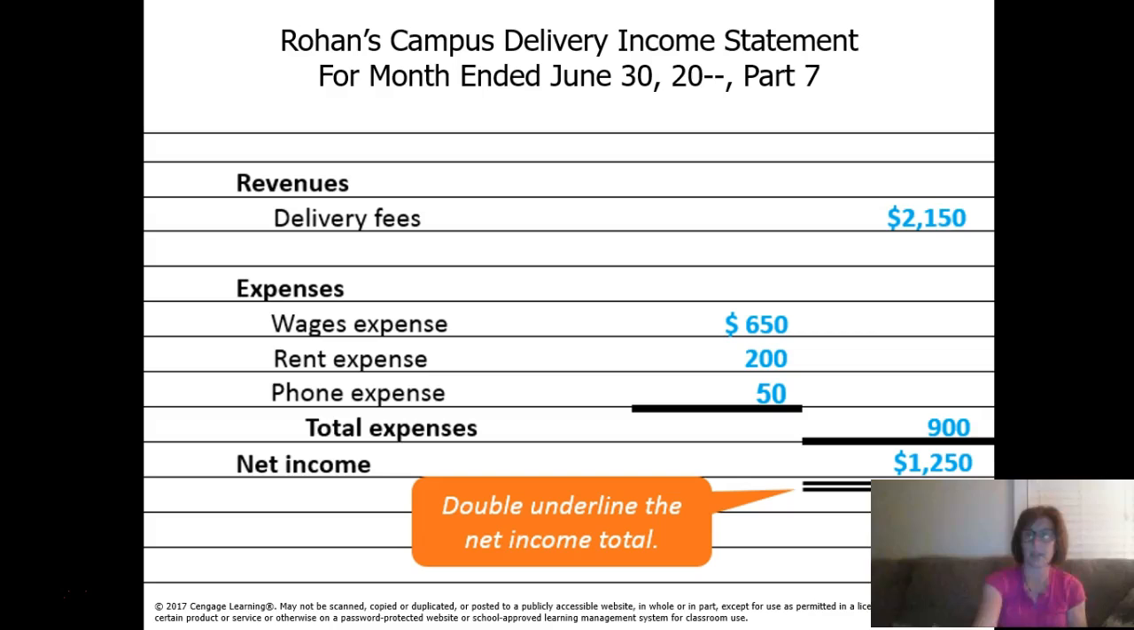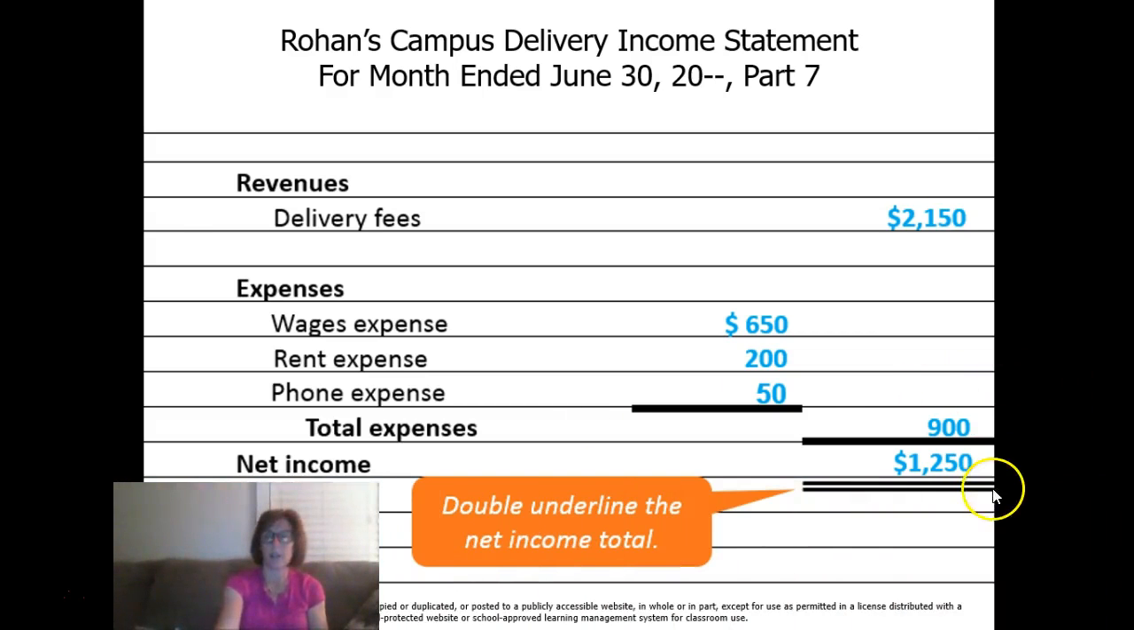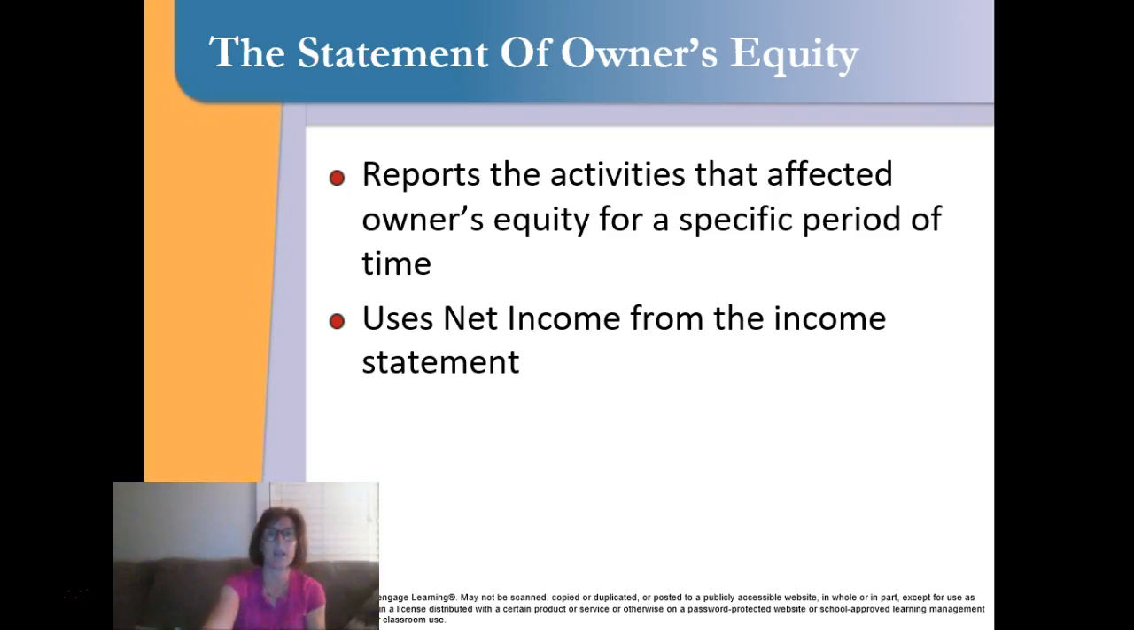When we total up a column, we're going to put a double underline underneath it, and that shows it's the sum total. Now we're going to look at owner's equity.